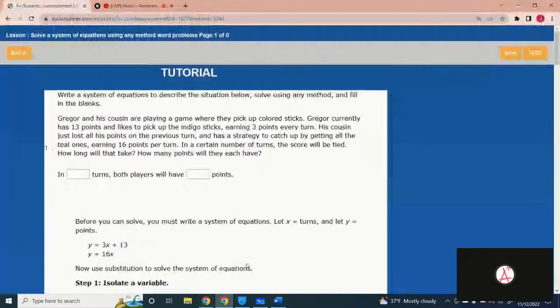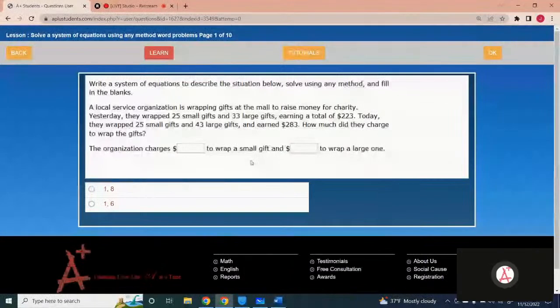Okay, let's start with a test question so that we can have the same questions, and also we can learn how to write the equations. Let's start with the first one. Let me read the question. Write a system of equations to describe the situation below using any method and fill in the blanks.